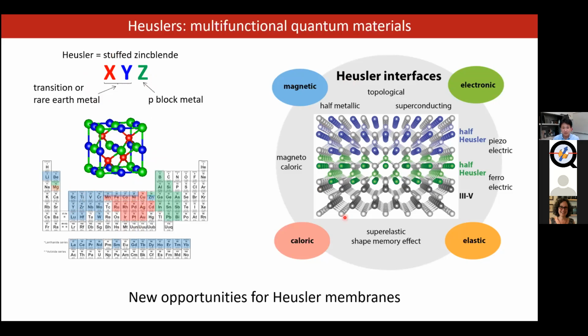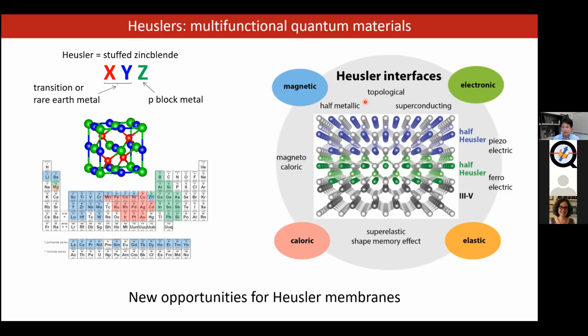So I just list a library of some of these properties. A lot of early interest was in the magnetic properties. In fact, the first half metallic ferromagnets were found among this Heusler class. And since then, there's been a whole range of other properties of interest found in these materials.